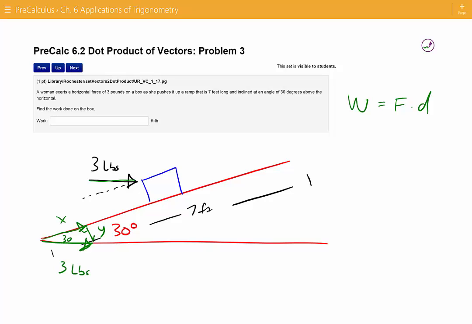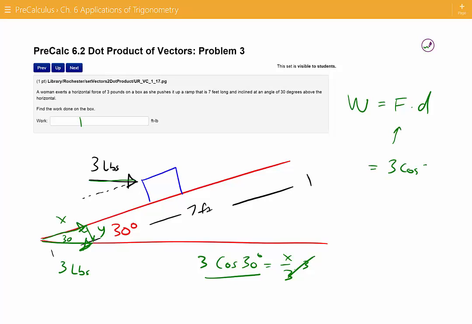so you can find x by doing the cosine of 30 equals adjacent over hypotenuse. Multiply both sides by 3. Now make sure your calculator is back in degree mode because you're using a degree here. And if you do that, you'll get 2.6. This then goes in for the force that we use. So this is 3 cosine of 30.